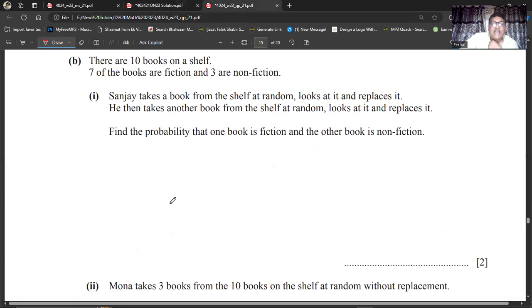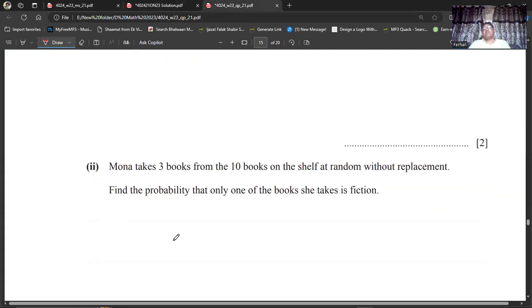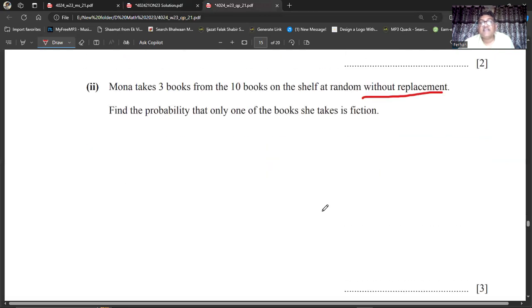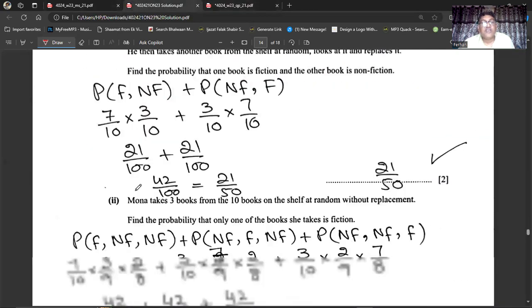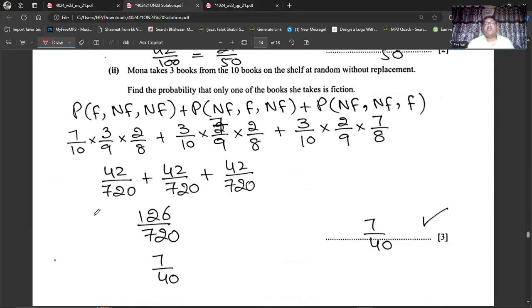Hopefully you understand. Then he says Mona takes 3 books from the 10 books on the shelf at random without replacement. Now the number in the denominator of the probability fractions will change because they are not replacing the book. Find the probability that only one of the books she takes is fiction. It's a 3 marks question. So basically they are saying she has taken 3 books, only one is fiction, the other 2 are non-fiction. So their order can be different. For example, fiction, non-fiction, non-fiction.